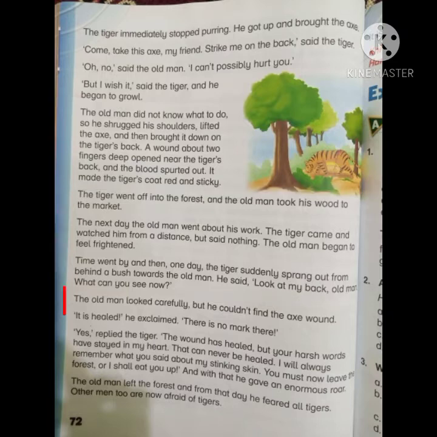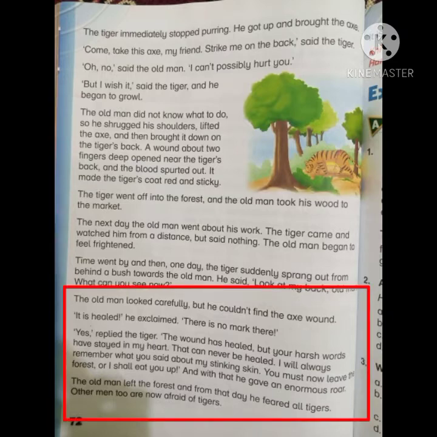The old man looked carefully, but he couldn't find the axe wound. "It has healed," he exclaimed. "There is no mark there." "Yes," replied the tiger, "the wound has healed, but your harsh words have stayed in my heart. That can never be healed. I will always remember what you said about my stinking skin.